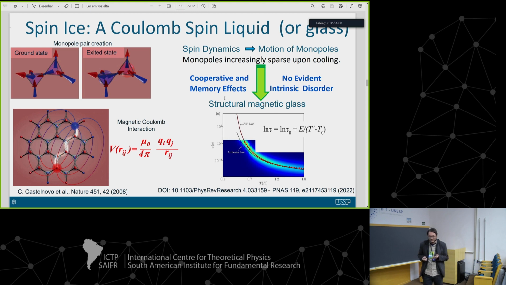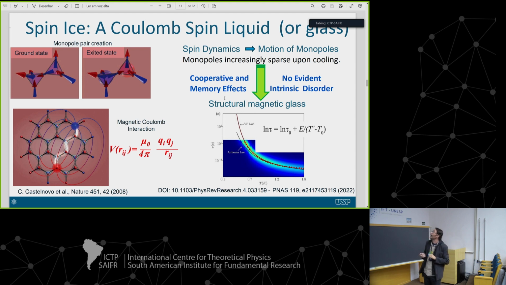So these quasi-particles, magnetic monopoles, are connected by these Dirac strings. And the dynamics at low temperatures are associated with the creation and movement of these magnetic monopoles.